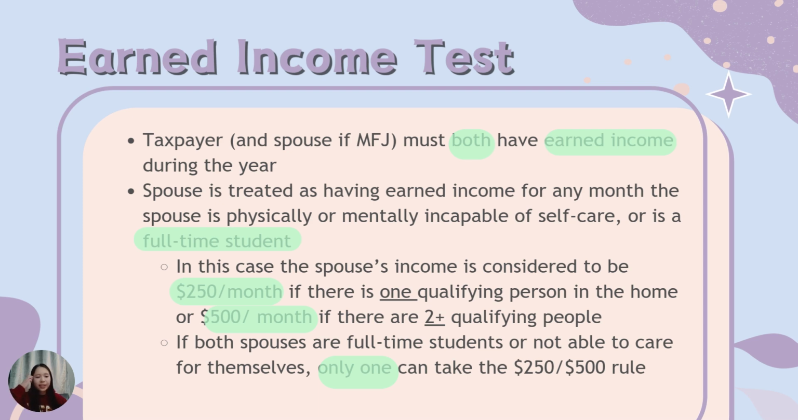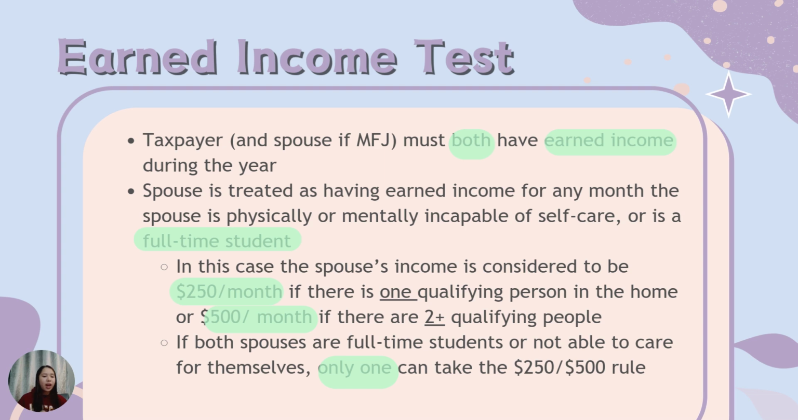Okay, the next test, the earned income test. This test basically says that the taxpayer and their spouse, if they're married filing jointly, must both have earned income during the year in order to claim this credit. The spouse is treated as having earned income for any month that the spouse is physically or mentally incapable of self-care or is a full-time student. So sometimes you'll have the case where one spouse is working and the other spouse might be physically or mentally disabled, or they might be a full-time student.